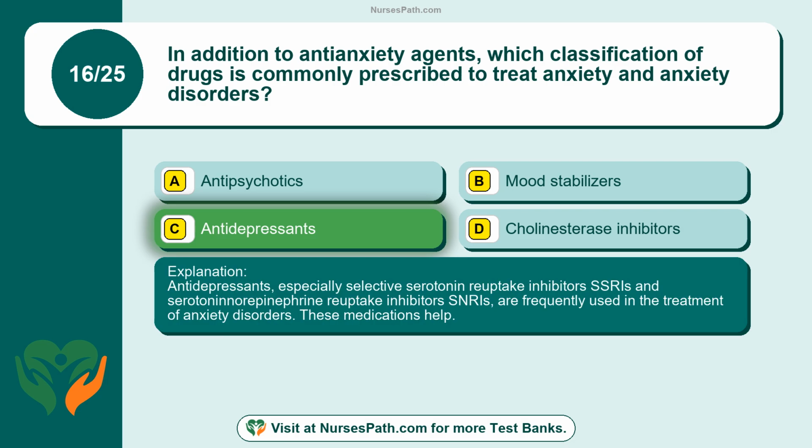Antidepressants, especially selective serotonin reuptake inhibitors (SSRIs) and serotonin norepinephrine reuptake inhibitors (SNRIs), are frequently used in the treatment of anxiety disorders. These medications help.